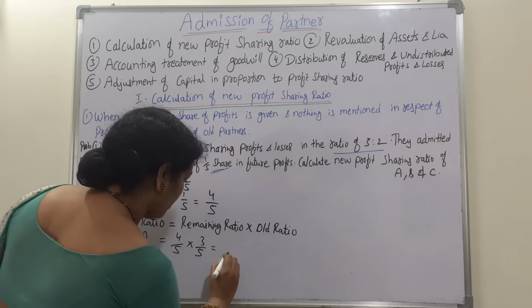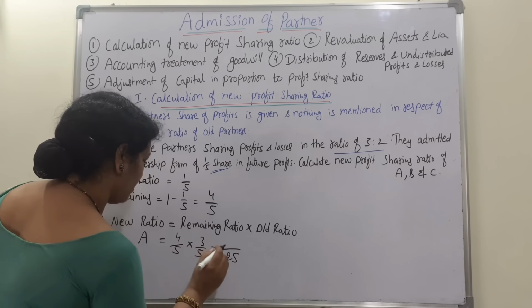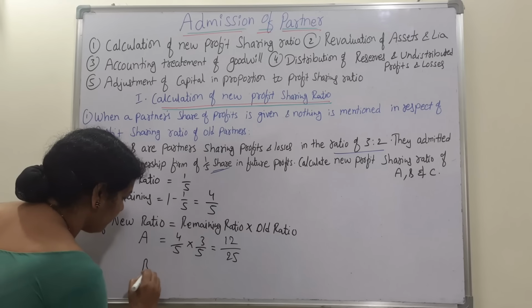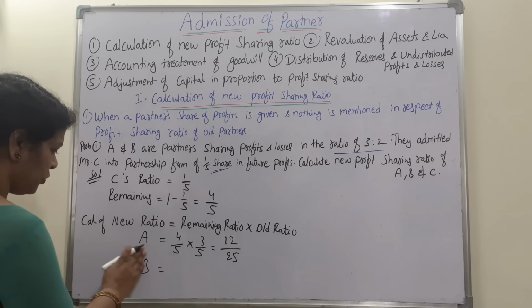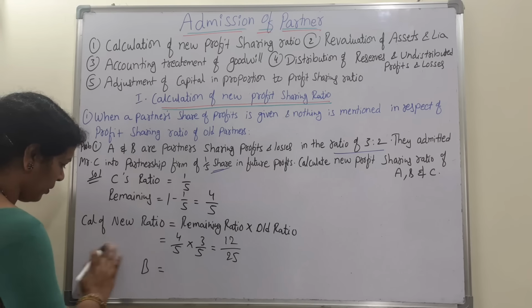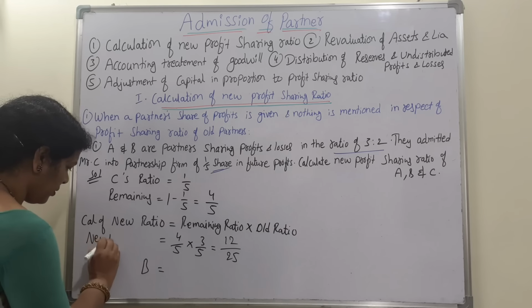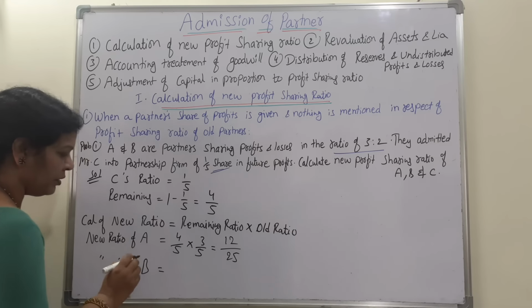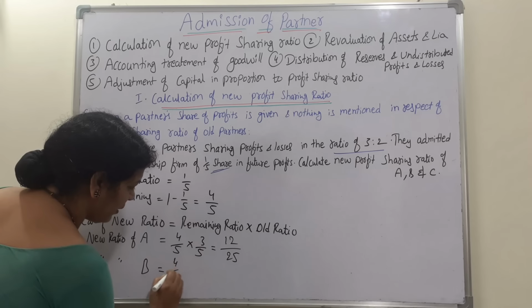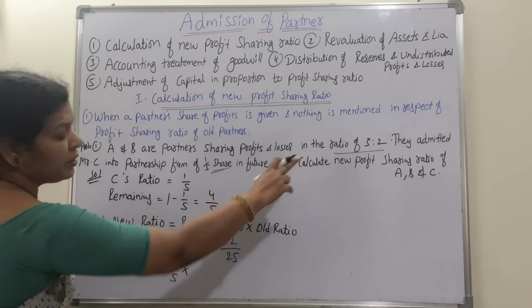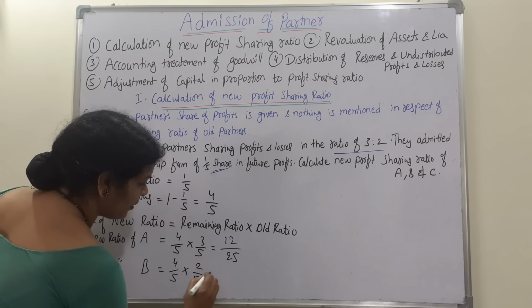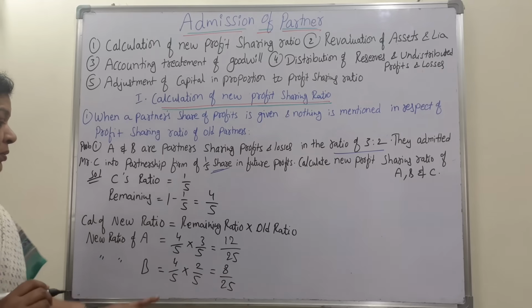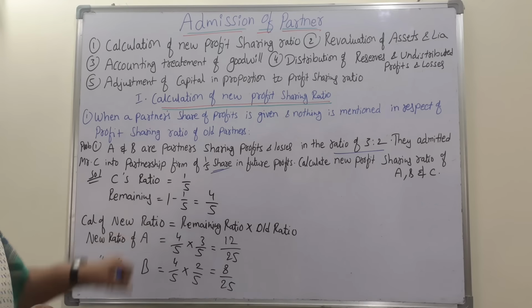If you calculate, we get 25 downside and 12/25. In the same way, new ratio of B: remaining ratio is 4/5 into his ratio 2/5, so it is 8/25. And C's ratio is 1/5.